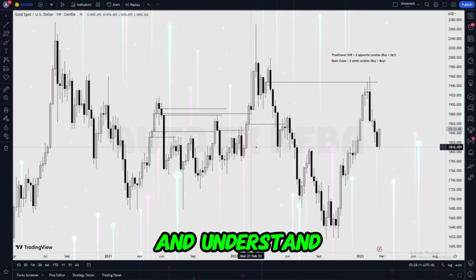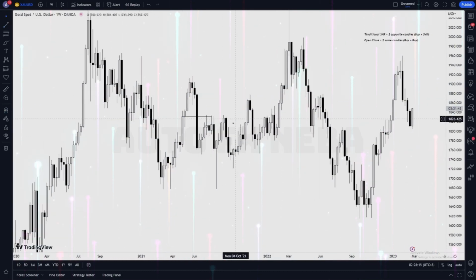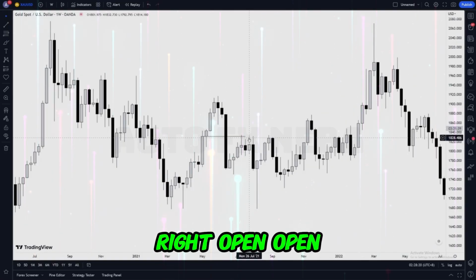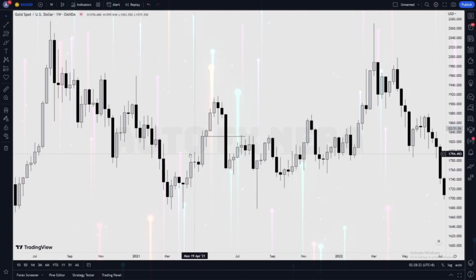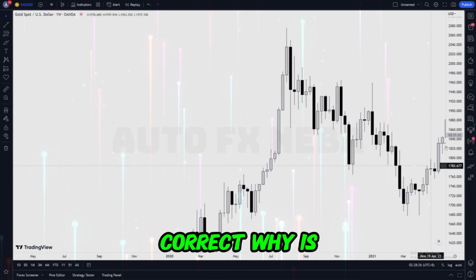I want you guys to try and understand why something like this would even be considered a form of SNR. OHLC is this kind of SNR, right? Open, close is this form of SNR. Because if we were to look at price like this, think of it as support and resistance. This is support, correct? Why is this support?